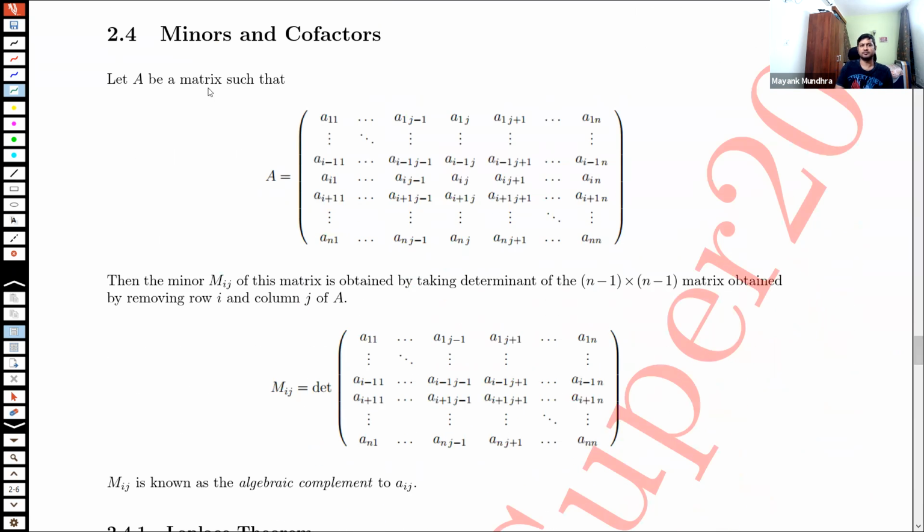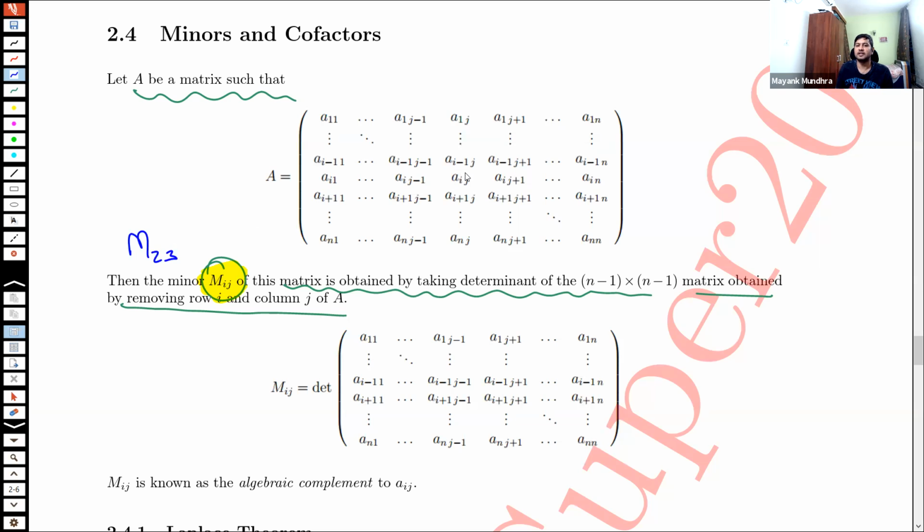Minors and cofactors. So let A be a matrix such that this thing holds. Yeah, this is your A matrix. Then the minor Mij of this matrix is obtained by taking the determinant of the matrix obtained by removing the ith row and jth column. So Mij, suppose you want to find the minor at position 2, 3.